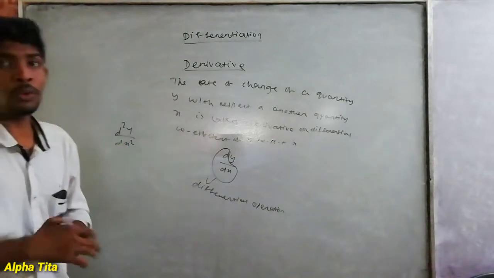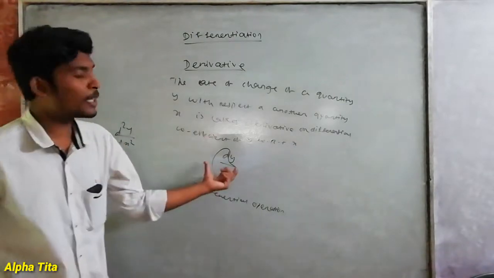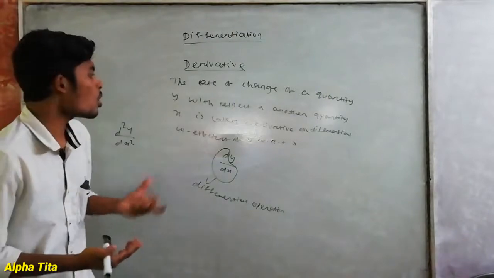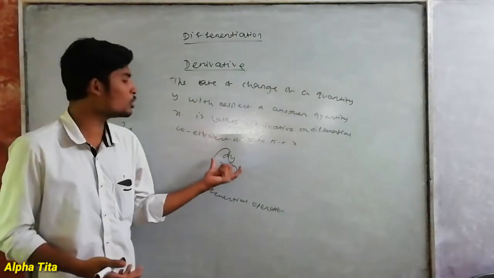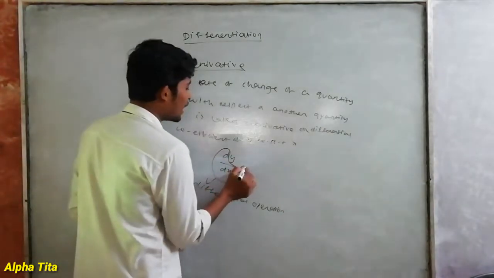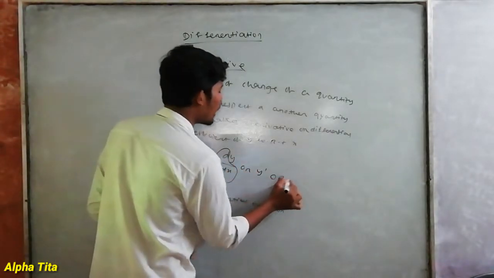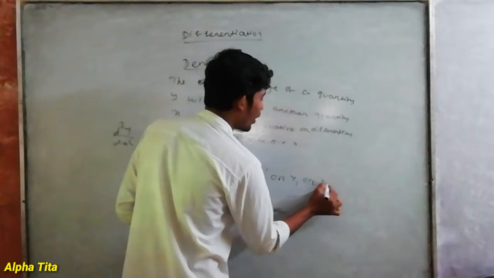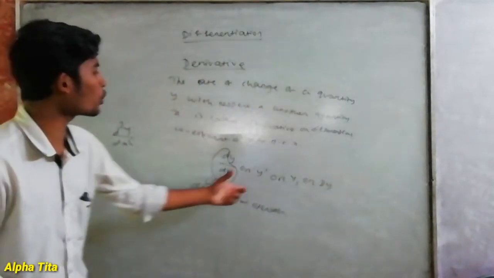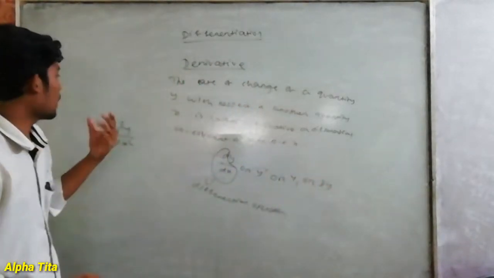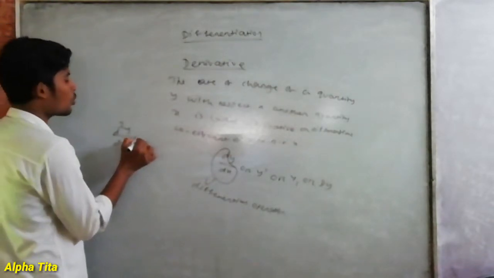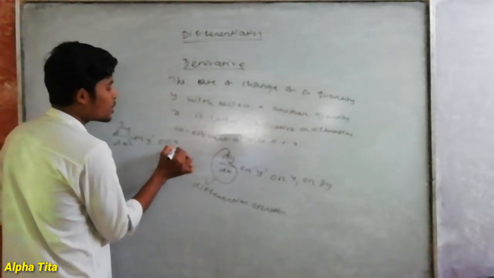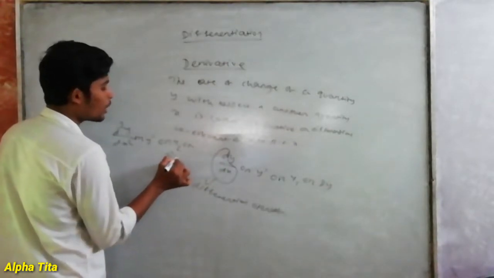How can we denote the derivative in different ways? What are the notations? You can note the derivative of y with respect to x as dy by dx, or you can write y dash, or y1, or dy. If successive derivatives occur, you get d square y by dx square, or y double dash, or y2.